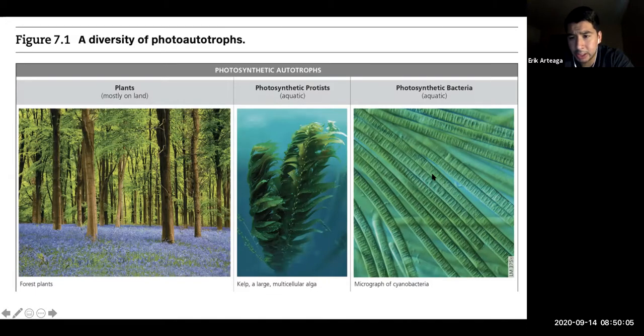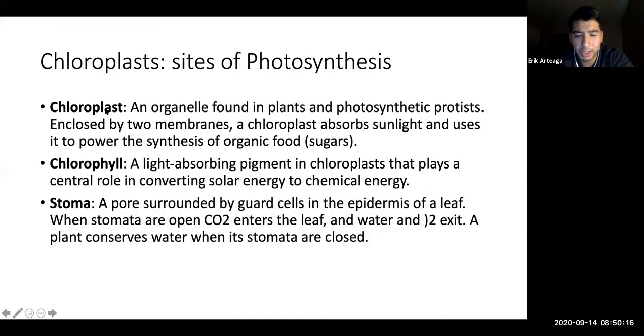But again, bacteria or prokaryotes do not have organelles like protists or plants do. Okay, eukaryotes, they will have chloroplasts or chloroplast-like structures. But just to be clear there. So chloroplast: an organelle found in plants and photosynthetic protists, enclosed by two membranes. A chloroplast absorbs sunlight and uses it to power synthesis of organic foods, sugars. Right, so carbon dioxide into a 6-carbon sugar, glucose. Right.